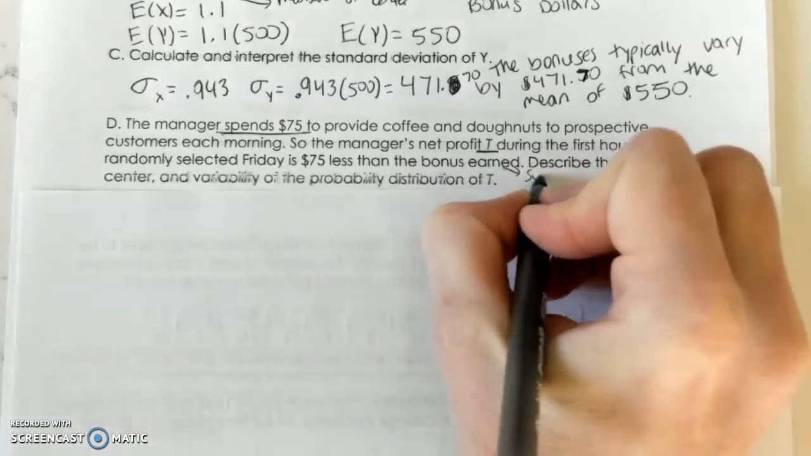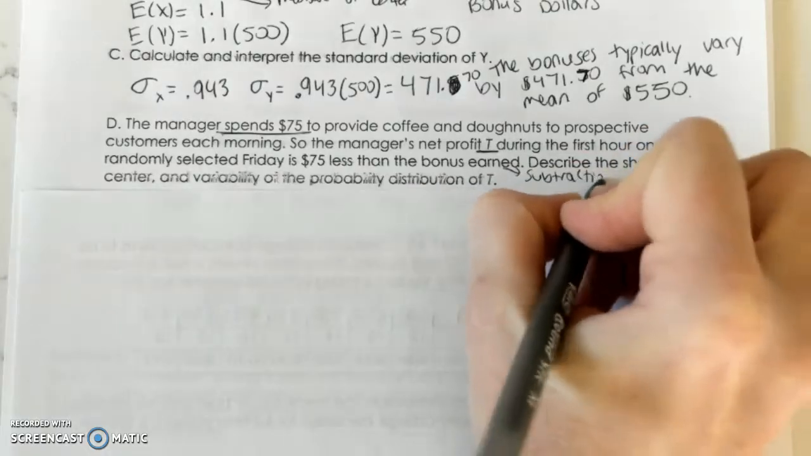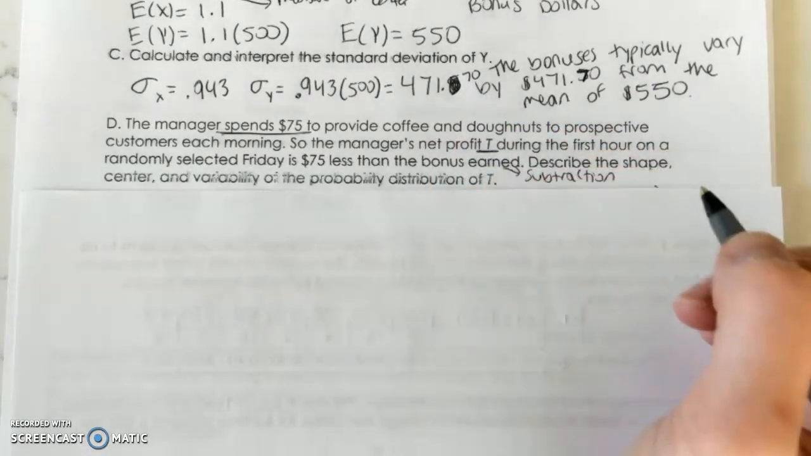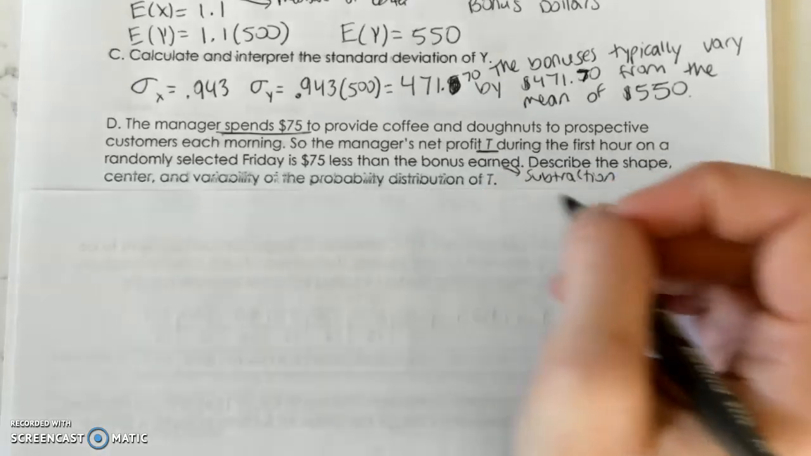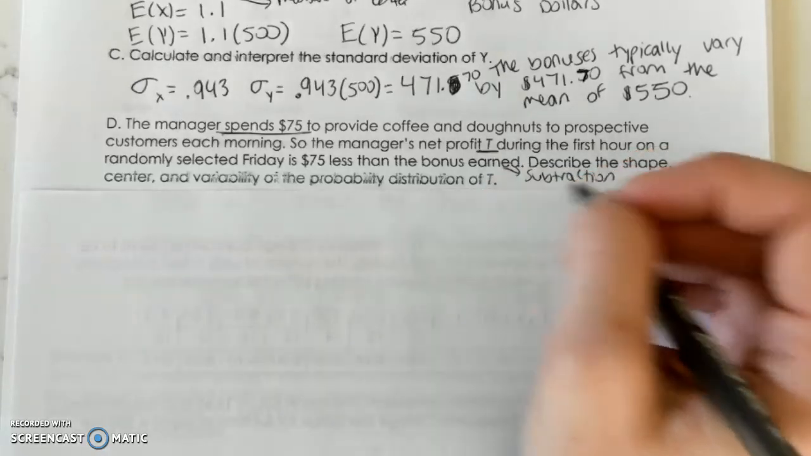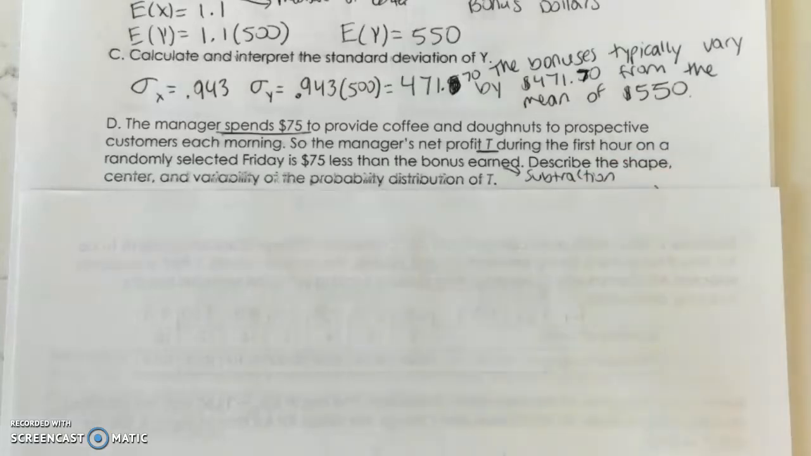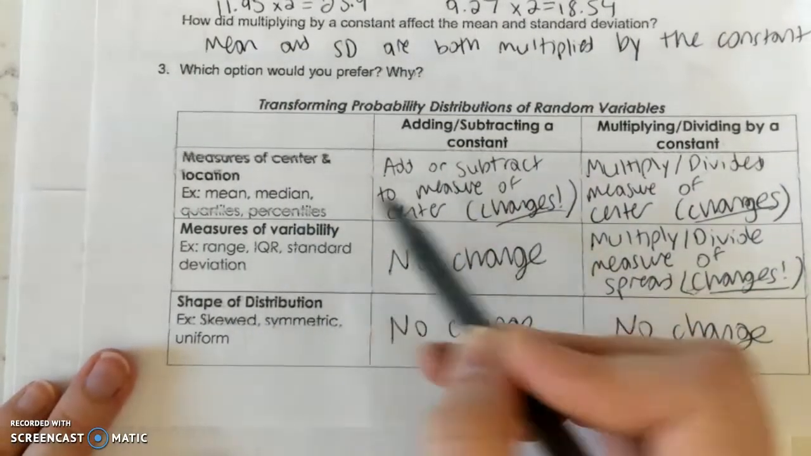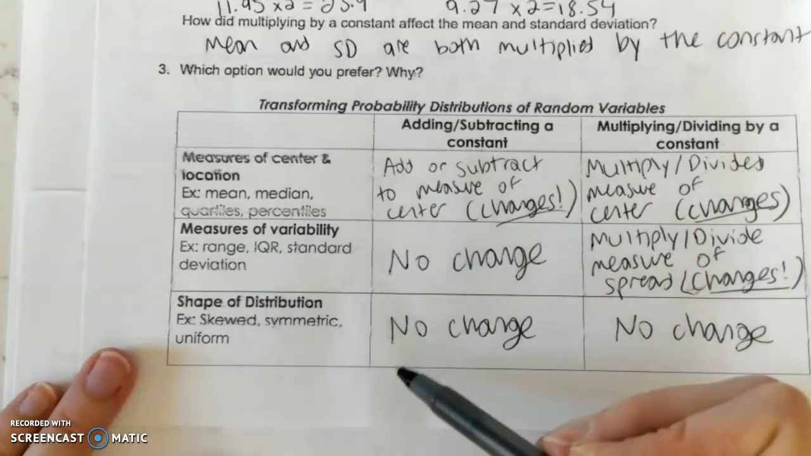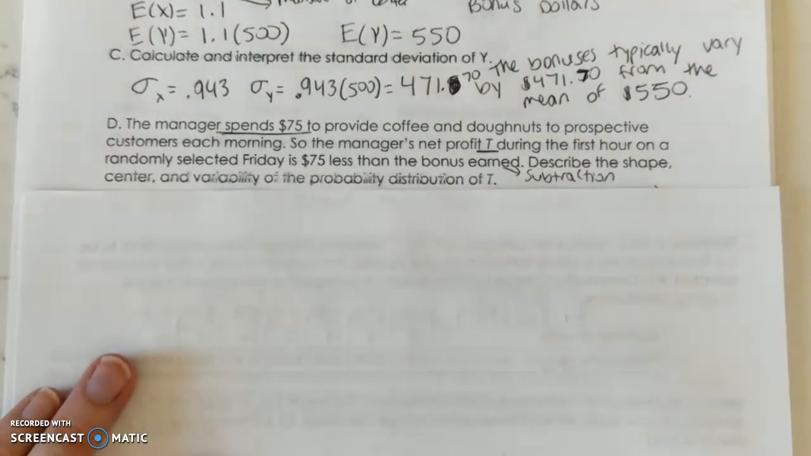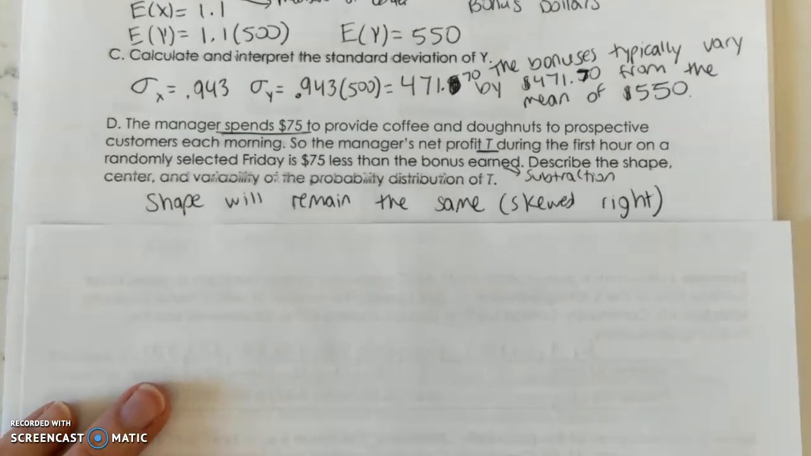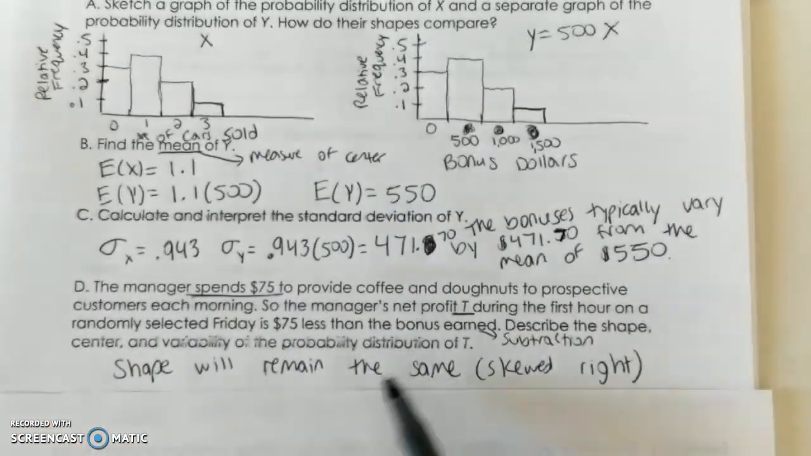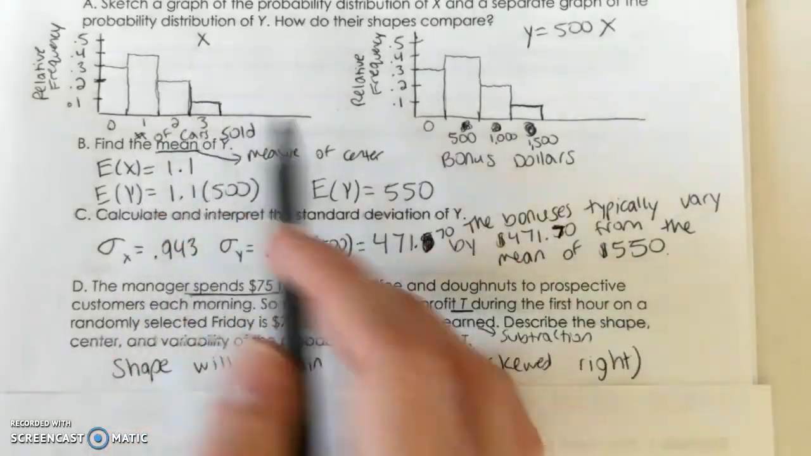So what we're doing here is subtraction. That's how we're transforming y, right? We're subtracting 75 from each number. So describe the shape, center, and variability of the probability distribution of t. All right, well, looking at our previous chart, if we're subtracting, we know our measure of center changes, but our measure of variability and our shape does not. So if we start off by describing the shape, it's going to remain the same. It'll look just like x and just like y, right? So shape of t will remain the same, which is skewed right.